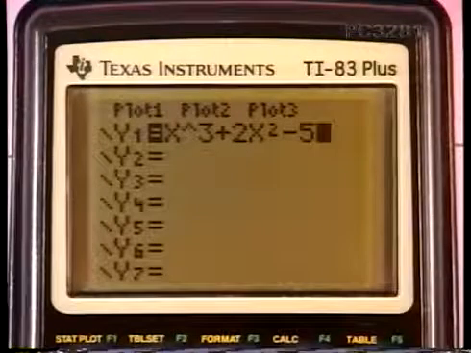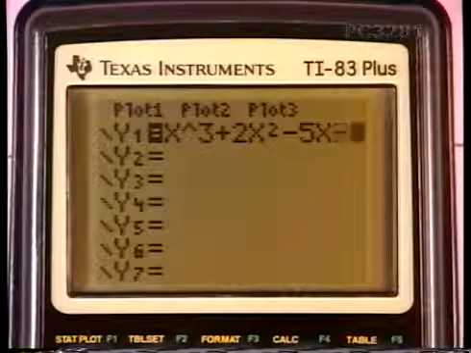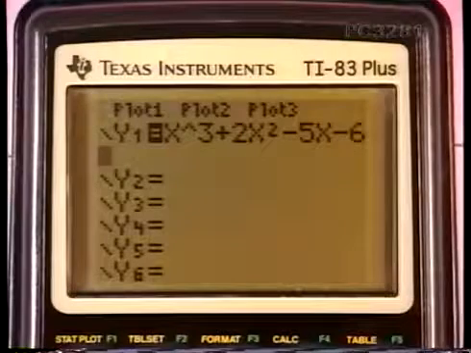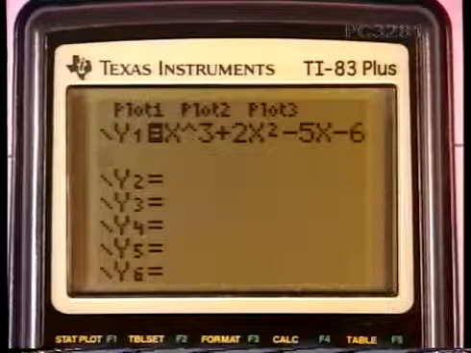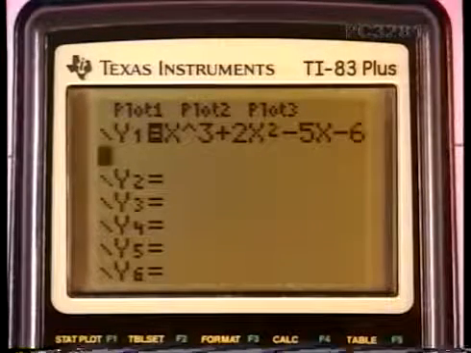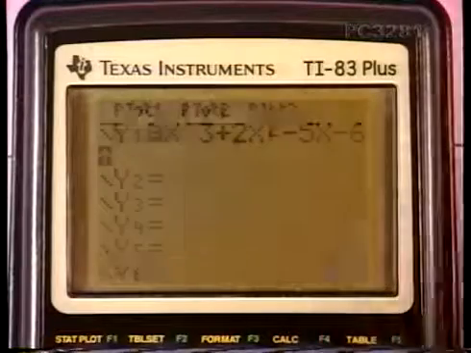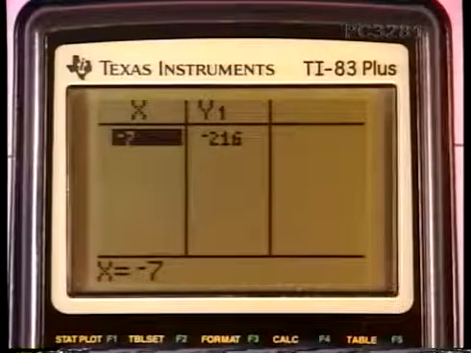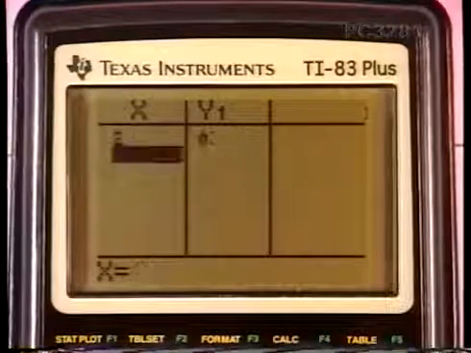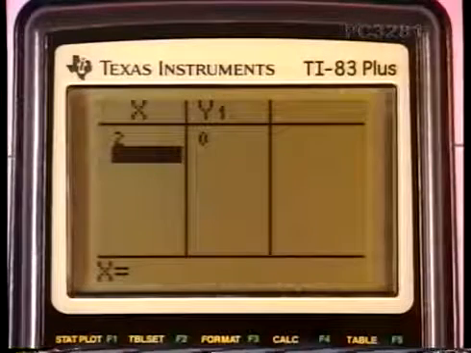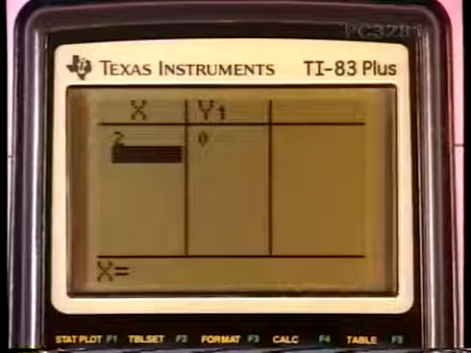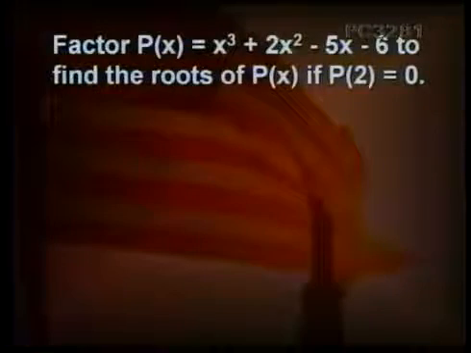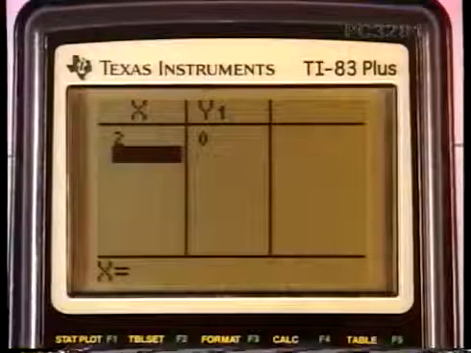Now there's two ways we can evaluate a polynomial given a value. You could go to your table and I could enter 2 right here like that. And that's perhaps just as easy, but there we just found out that, just like what the slide says, p of 2 is equal to 0. So that's one way, is go to your table.